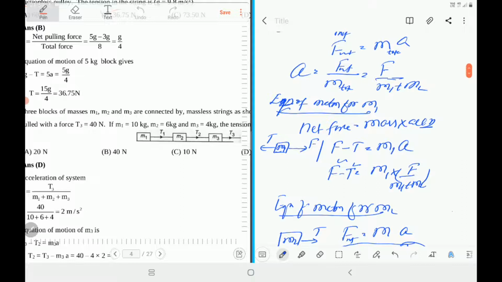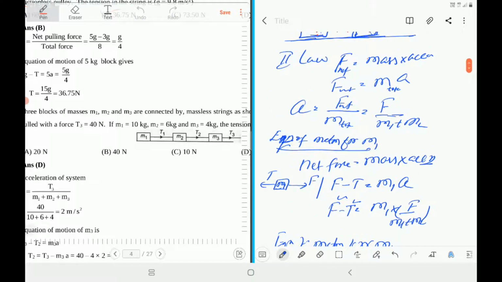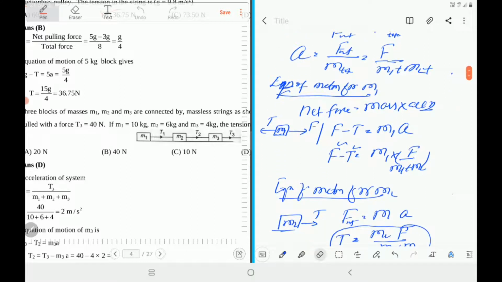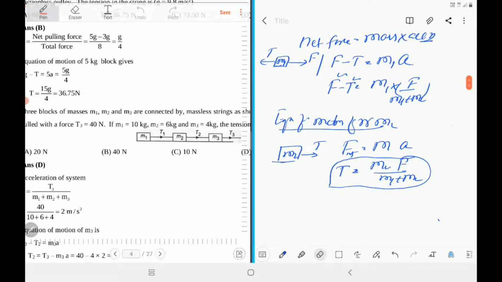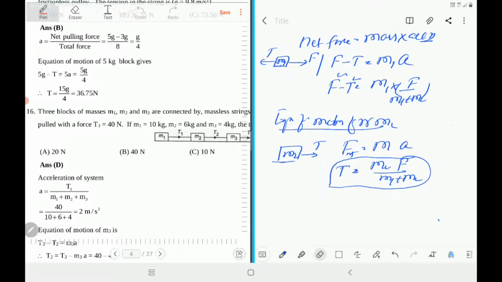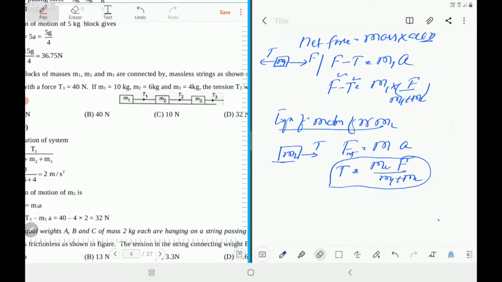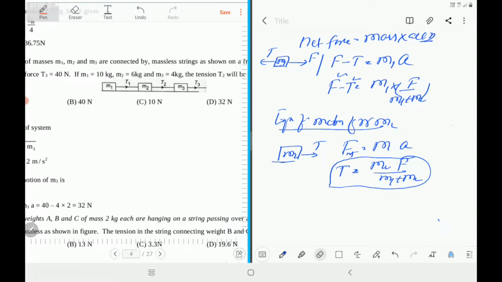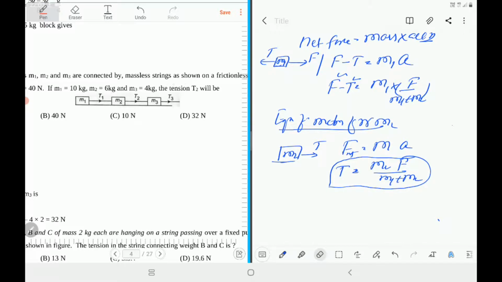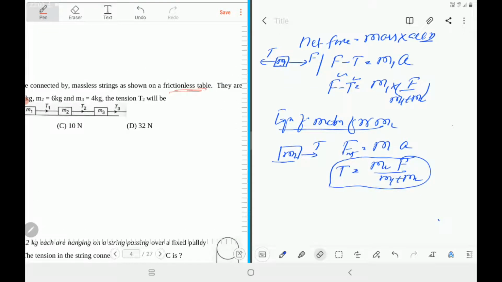And you can do the same for three bodies connected together. If there are three bodies, plus M3, that's it. Wherever you have written M1 plus M2, you will write plus M3, that's all, right? So we'll see an example which covers this. Look here, question number 16. Three blocks, masses M1, M2, M3 connected by massless light spring on a frictionless table. No friction. If there is friction, you have to consider that force also in the opposite direction. We'll practice it shortly.